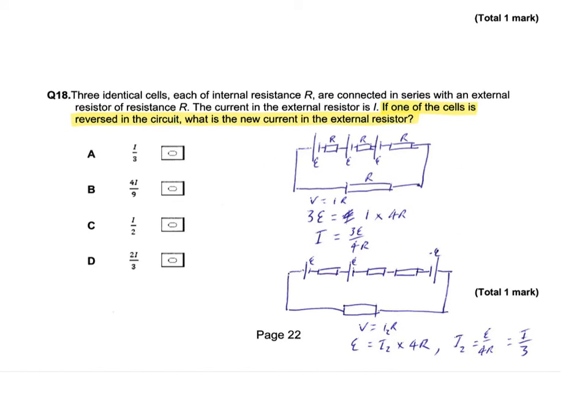Perhaps easier to think of it simply this way. In this case, the total EMF is 3 units. In this case, the total EMF is only 1 unit. If I've only got a third of the EMF with the same total resistance in the circuit, I'm going to end up with a third of the current. So the answer is going to be 18.